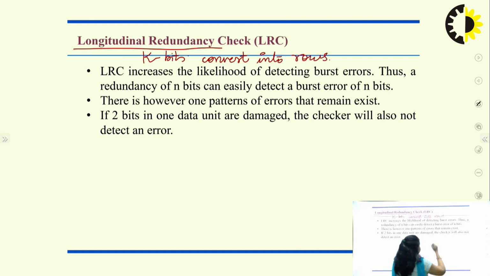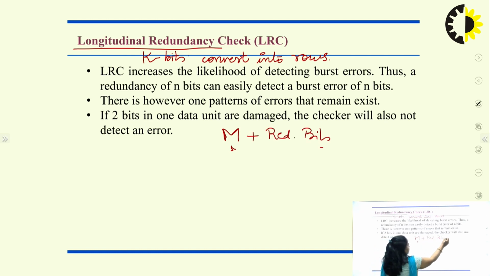Then simultaneously, whenever we are sending the message, so message plus redundancy bits, we have to transmit the data. When I'm talking about the longitudinal redundancy check, it increases the likelihood of detecting burst errors, and simultaneously a redundancy of n bits can easily detect a burst error of n bits. So therefore we can say there is one pattern of errors that can exist. If there are 2 bits in the data that are damaged, then the checker will also not detect that type of error.